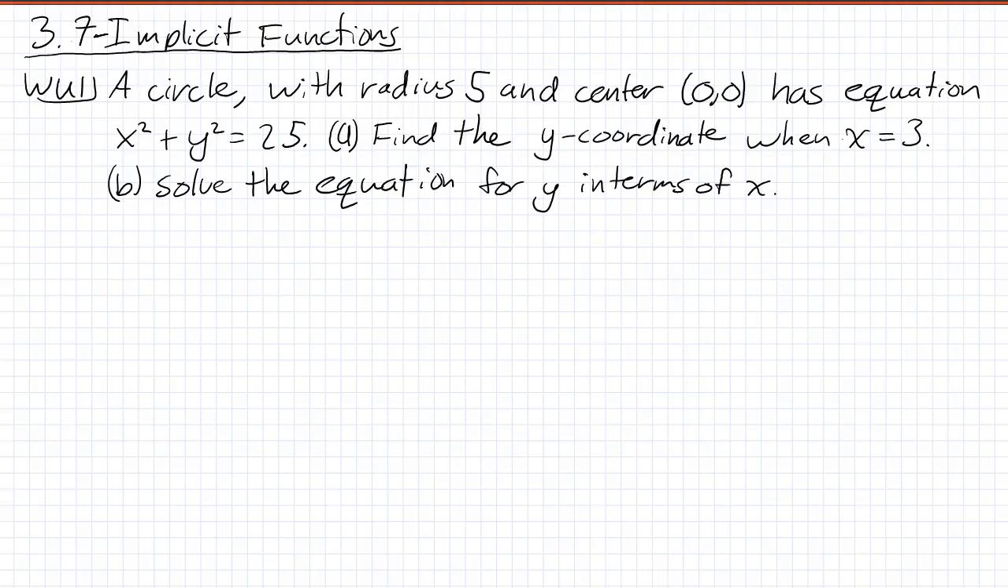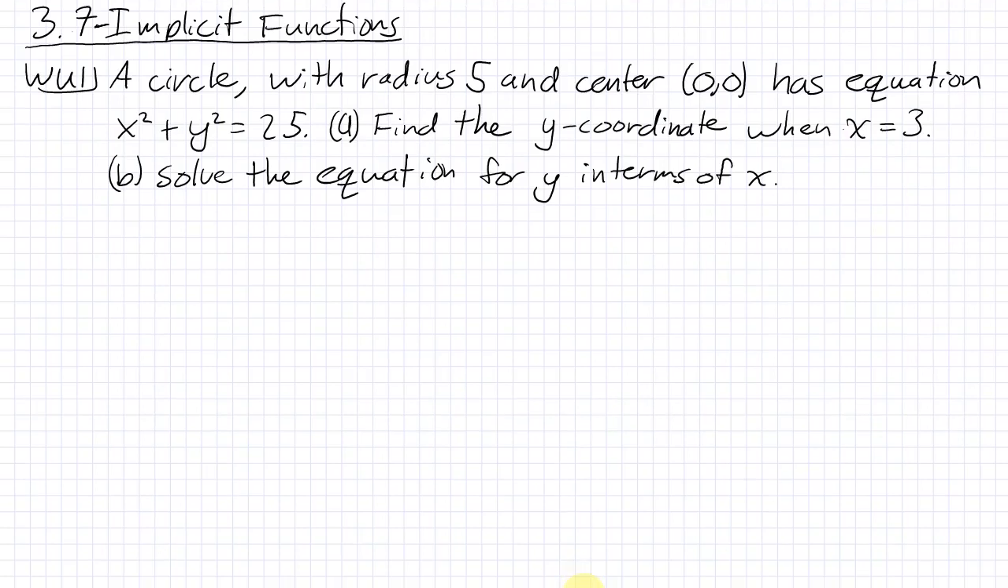Hello, welcome to section 3.7, which is about implicit differentiation, or a way we can take the derivative of what we call implicit functions, which is kind of a weird name for it. But an example of this is a regular old circle. So, for example, here's the equation of a circle with radius 5 and center (0, 0).